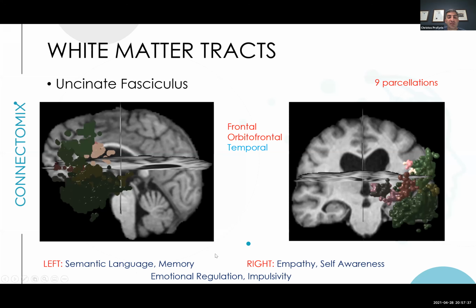On the right side, studies have shown that it's involved in empathy, or our ability to have self-awareness and how we fit in. And on both sides, there's studies that show it's responsible for emotional regulation or impulsivity. Now, what's interesting, even though it's involved in these language tasks, you can do a temporal lobectomy, and I do it fairly frequently for temporal glioblastomas, and you won't get an obvious language problem.